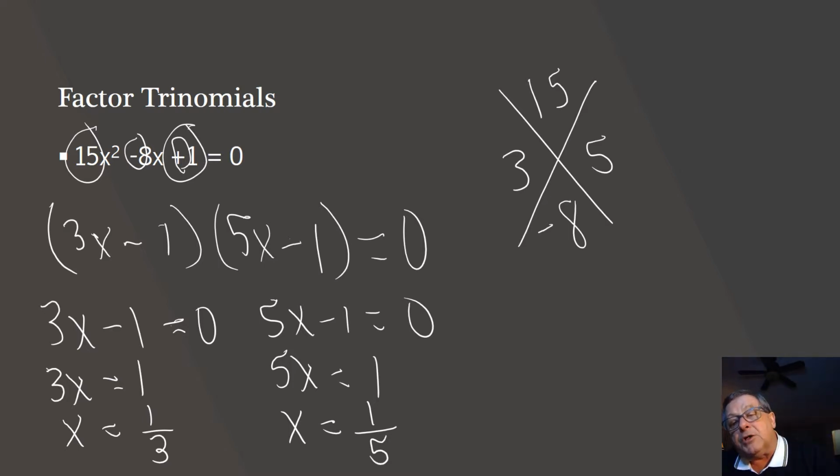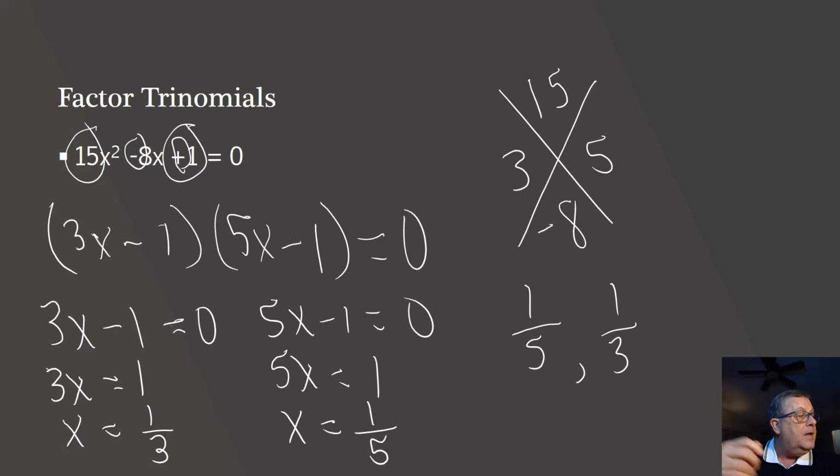And my solution is 1/3, 1/5. I probably should write it the other way around since 1/5 is smaller than 1/3. I think I'll do that. We'll just say 1/5 since it's the smallest number, then 1/3.